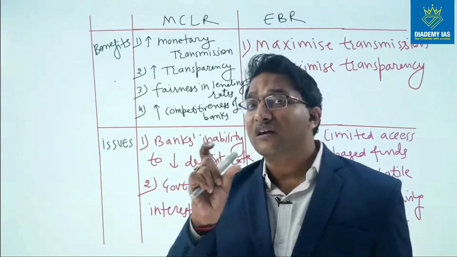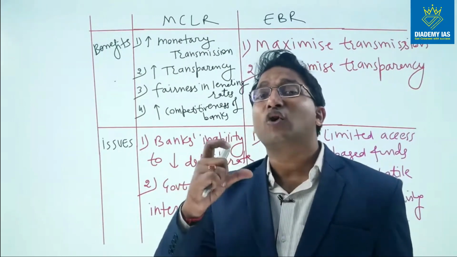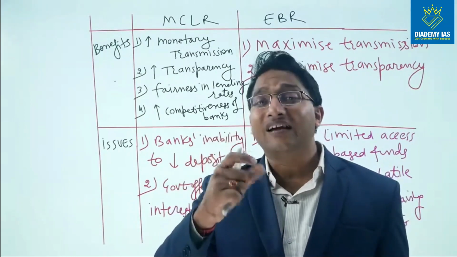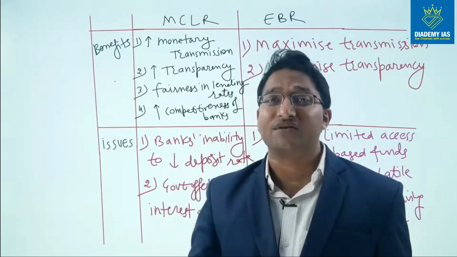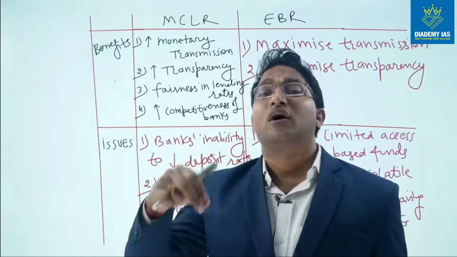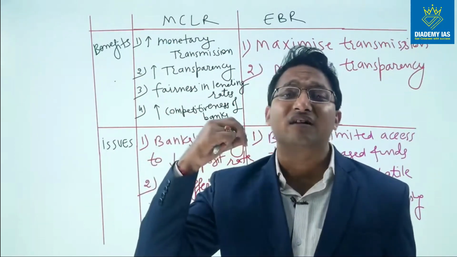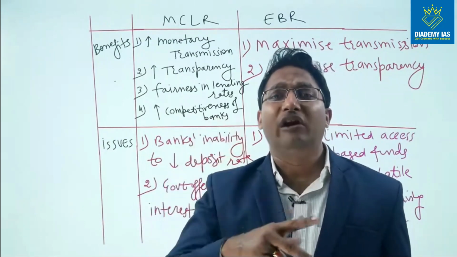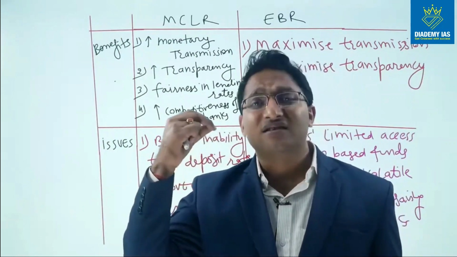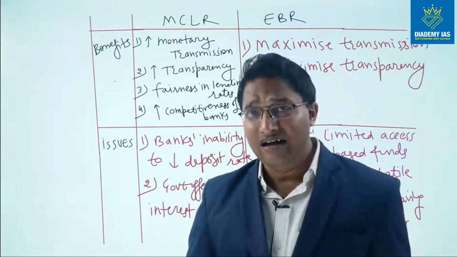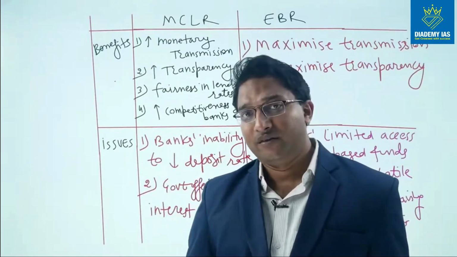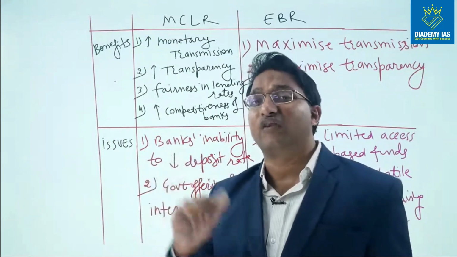The fixed interest rate category means the rate of lending is fixed. For example, 10%. So 10% is fixed. Whatever is the repo rate, whatever is the cost of funding, the bank will always charge 10% as a lending rate from its borrowers. That is fixed rate of interest.